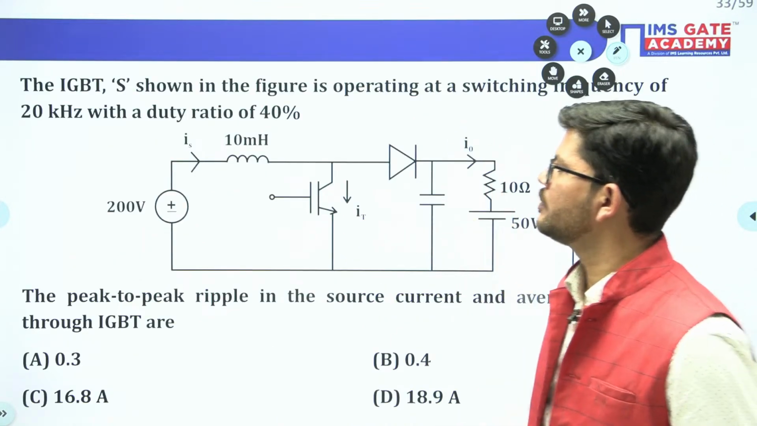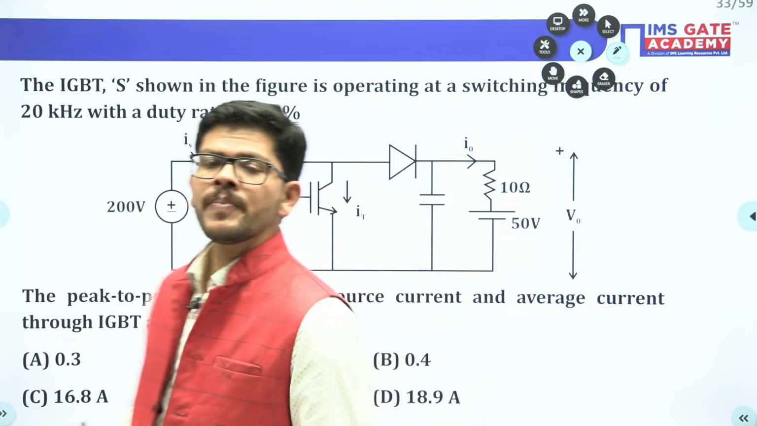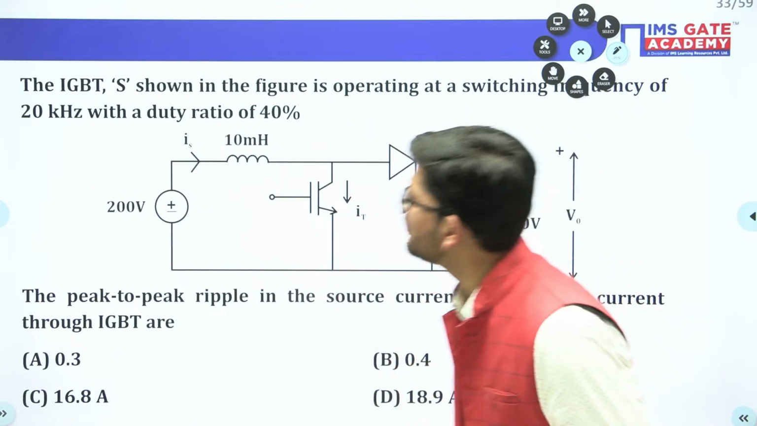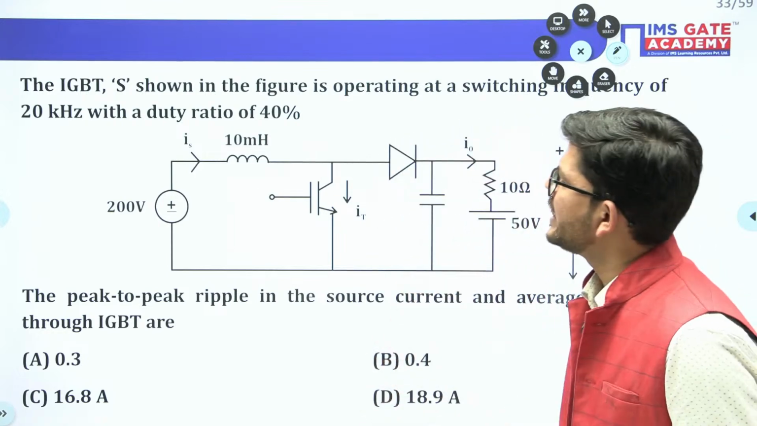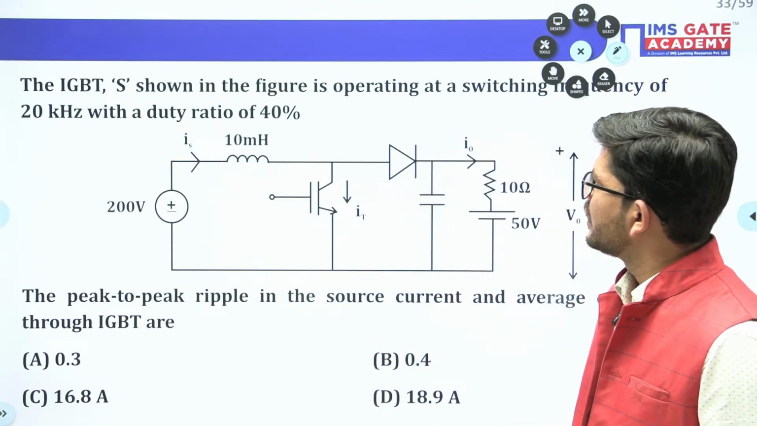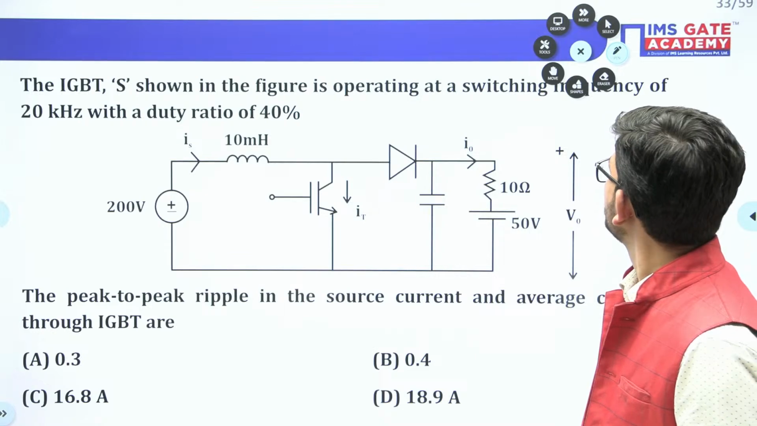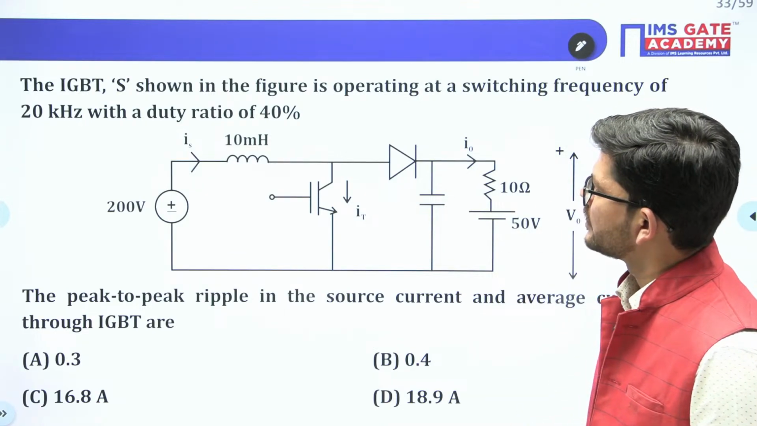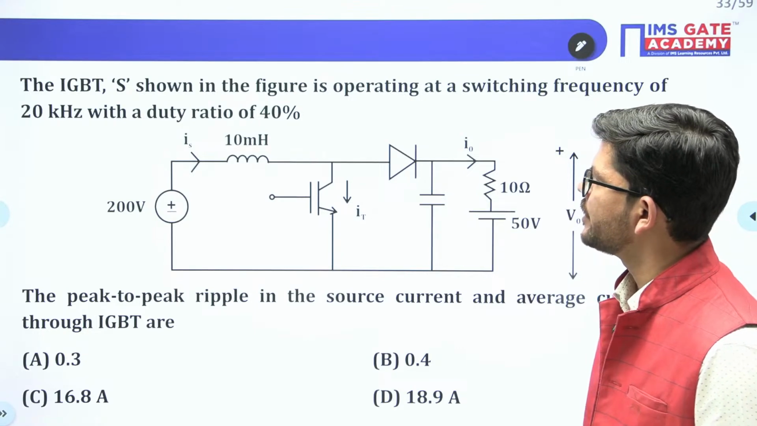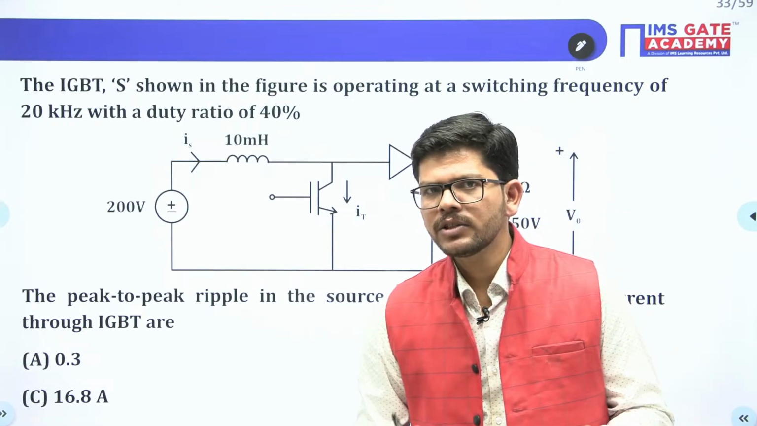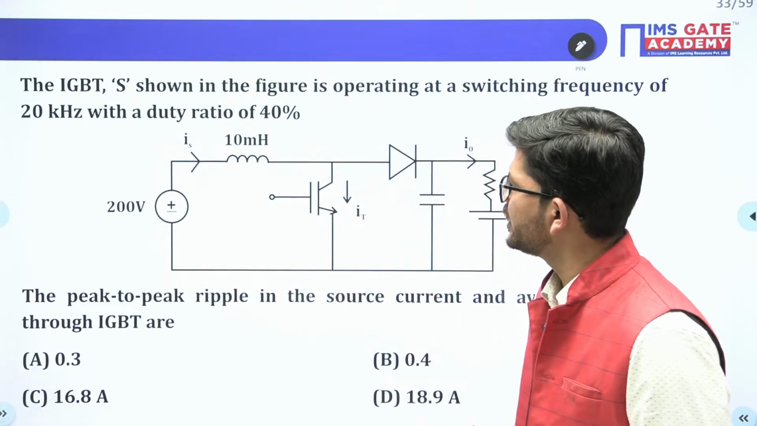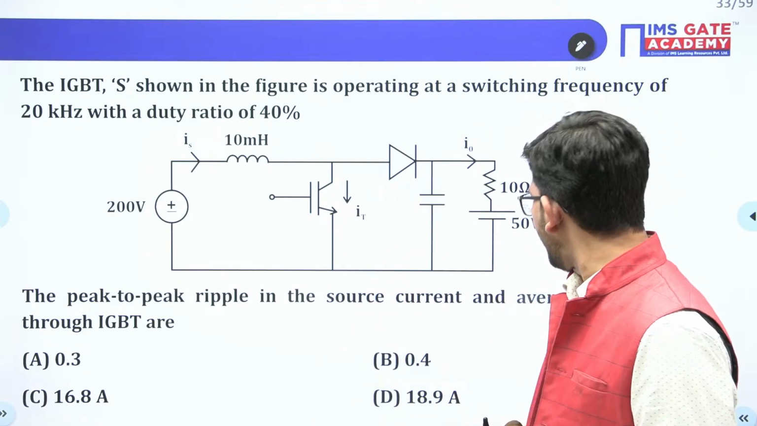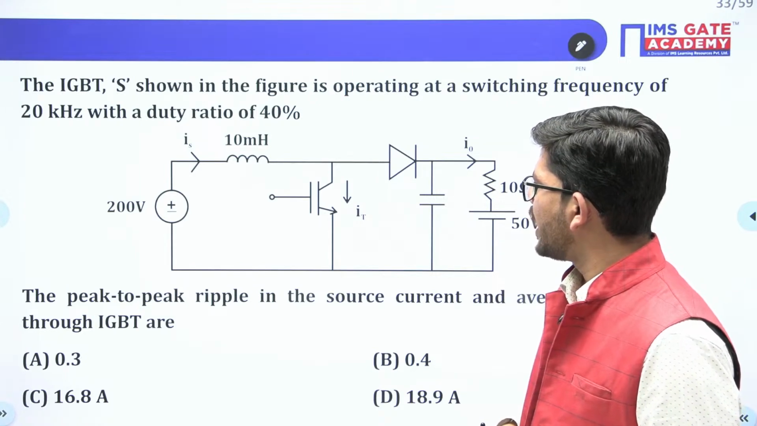Now, see this problem, guys. This belongs to the boost converter. Okay. Now, read the problem with me. The IGBT as shown in the figure is operating at a switching frequency of 20 kilohertz with a duty ratio of 40%. So, the frequency is 20 kilohertz and the duty ratio is 0.4. The peak to peak ripple in the source current and average current through IGBT are.